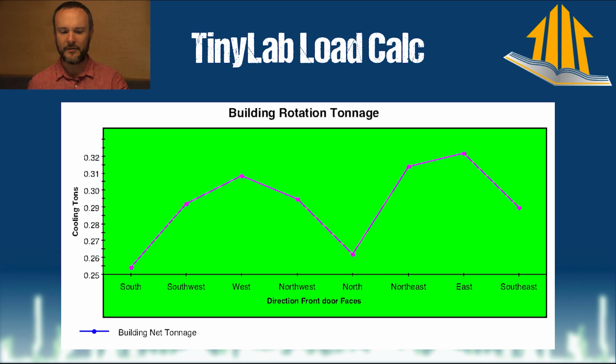This front door faces south is the best. That means that I can keep my 0.25 tons. But you can see that the difference here is not very much. We're going from 0.25 tons, a quarter ton, up to 0.32 at the max.